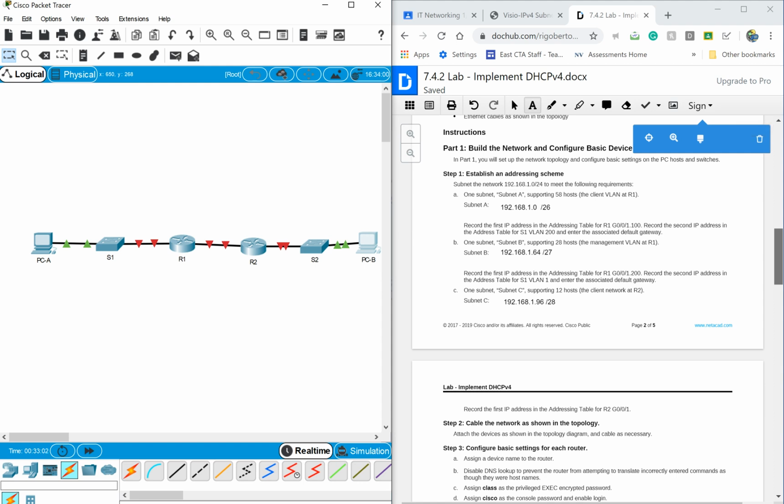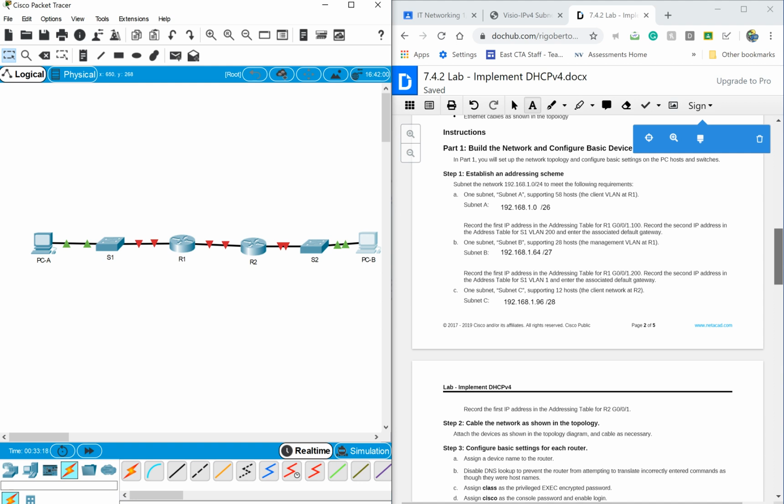This is my recording on Lab 7.4.2, implementing DHCP version 4. I noticed that a lot of you guys were having issues doing the lab, so I want to do a recording on Packet Tracer to show you what it is, how it would look like. The commands are the same.